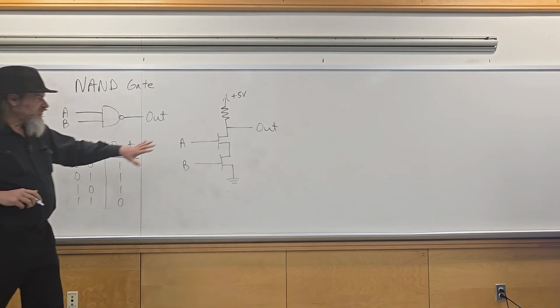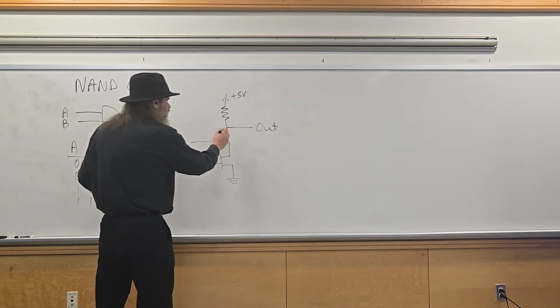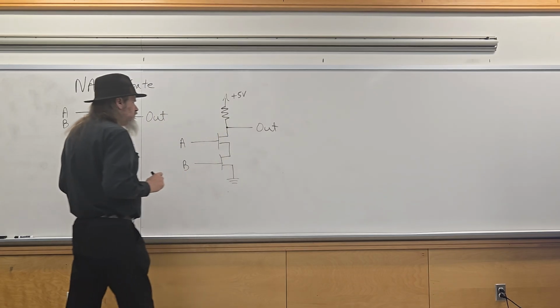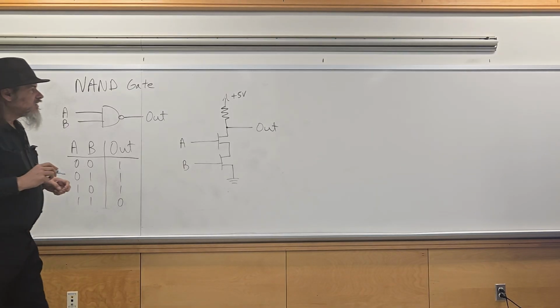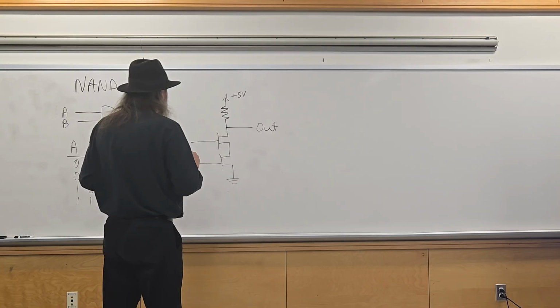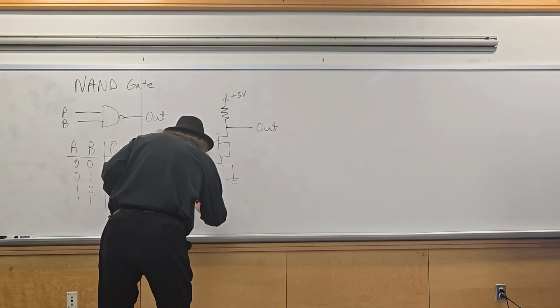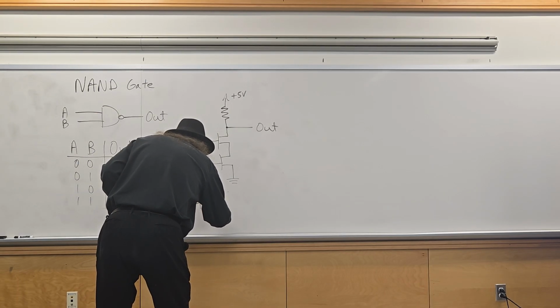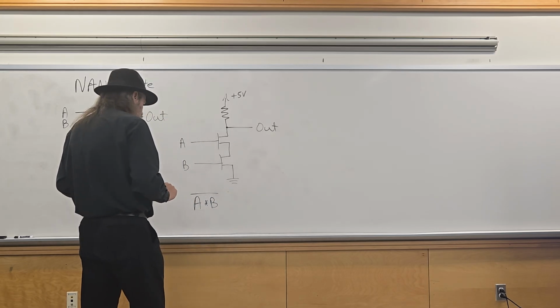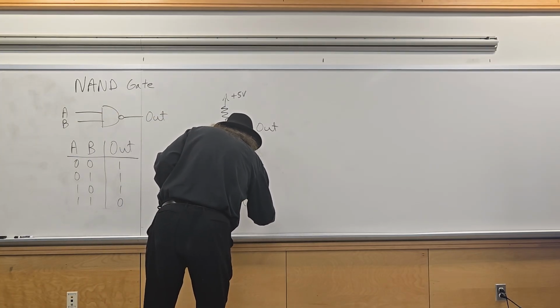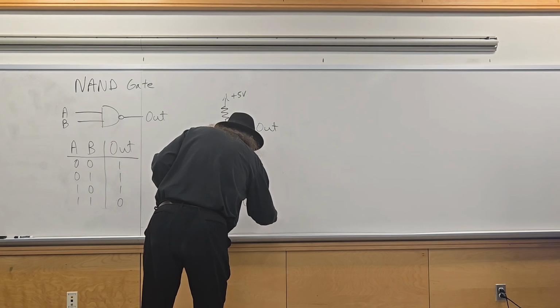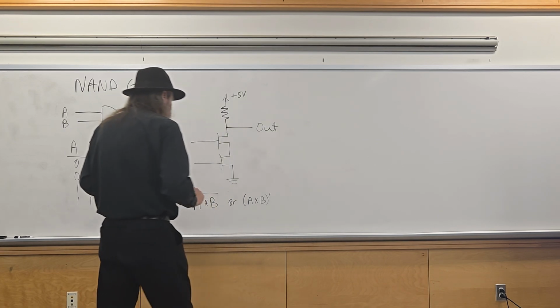Again, this is the simplified version. The actual implementation is a little bit more complex than that. But also, the NAND gate doesn't have its own symbol. It is A star B with a bar over it, like that.